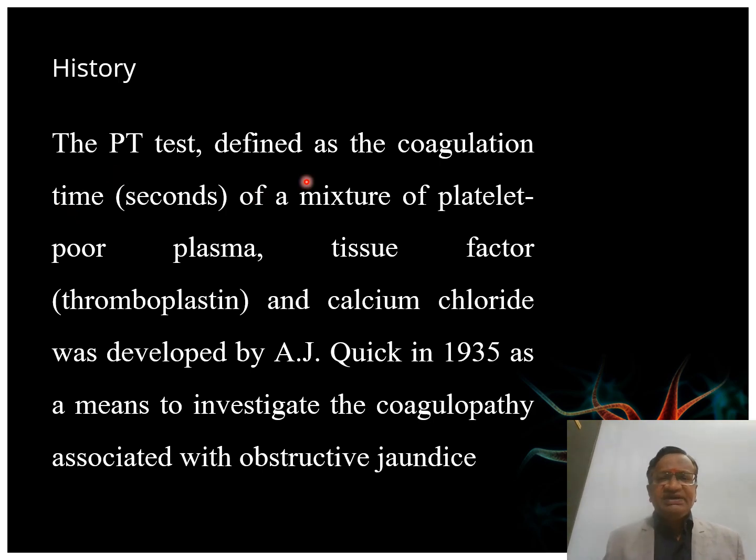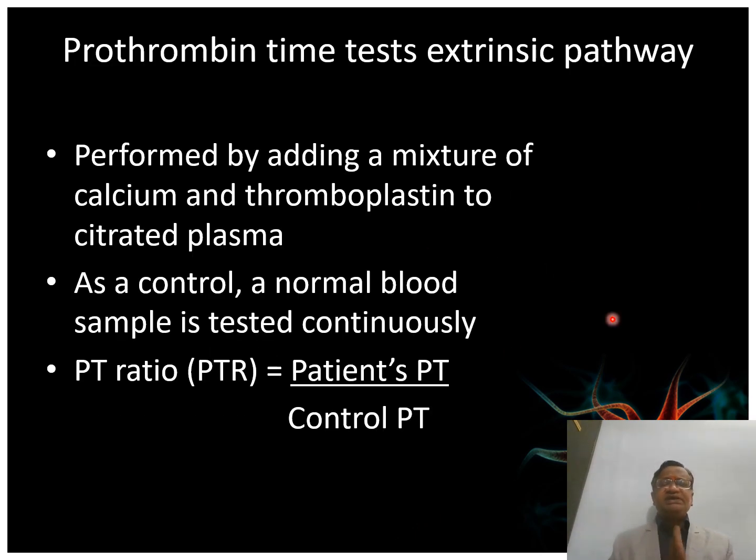Now, the prothrombin test was defined as the coagulation time of a mixture of platelet, tissue factor, and calcium. See here, Quick's prothrombin time, 1935, where he studied patients with obstructive jaundice. That is a coagulopathy in patients with obstructive jaundice. Then Quick used the prothrombin time to find this out. The prothrombin time tests the extrinsic pathway, very important. It is performed by adding a mixture of thromboplastin to citrated plasma.